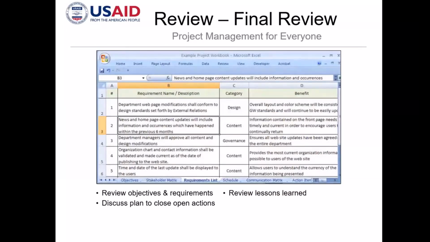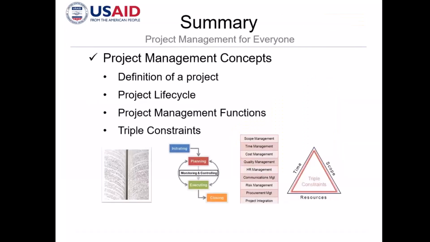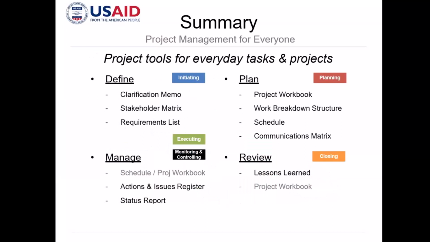And then the final review, of course, will include each and every comment on the lessons learned. And all of these things would be included in your project approval document. So in summary, we have discussed all of this: the definition of the project life cycle, the project management function, the triple constraints. And we have defined the major stages of the project: initiation, planning, executing, monitoring and controlling, and then closing.